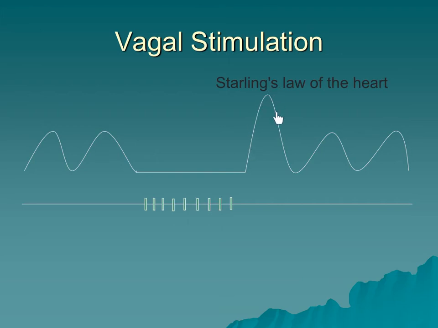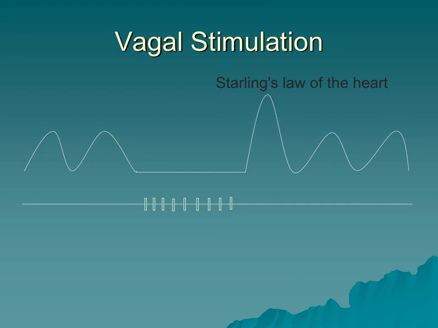Then I eject rapidly or vigorously, and then I fill, and then empty and fill. So I'm right back to normal down here. This extra large beat is because of all this extra filling time. So increased filling time, increased force of contraction, increased preload, increased output. Okay, so that's Starling's law. All right, so we definitely see that we are able to slow down the heart.